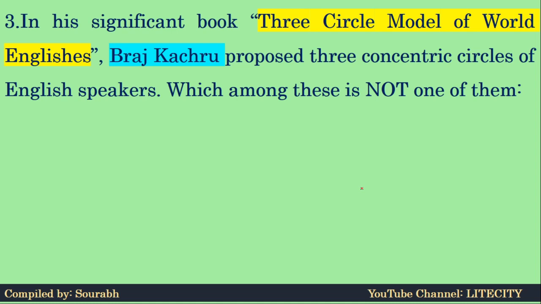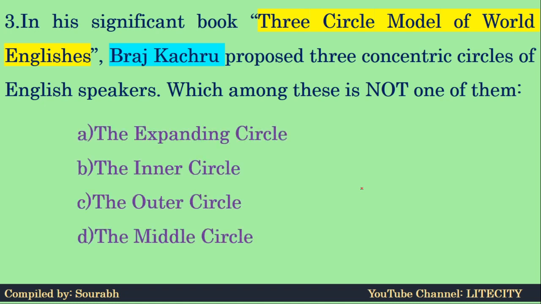He has proposed many models, and he has basically studied deeply the structure, the teaching, and the output of the English language. So he talks about 3 circles, and we have the expanding circle, the inner circle, the outer circle, or the middle circle. You have to find out which among these is not one of the circles which he includes in his 3 circle model. The answer, dear friends, is the middle circle.